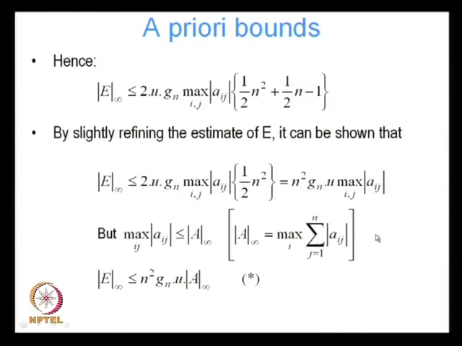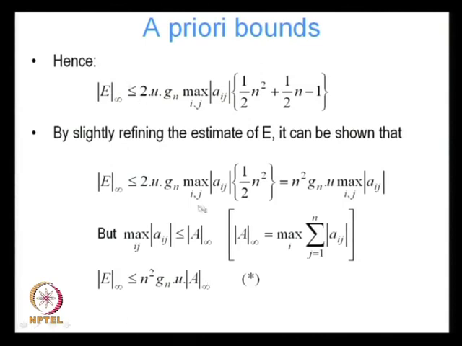Because the infinity norm is defined as the sum over all the columns, the sum of each row, sigma j equal to 1 to n of mod of a_ij, and then the maximum of that. So the maximum over i, j of mod a_ij is going to be bounded by the infinity norm of A. So I can replace this on the right hand side by the infinity norm of A, because this is greater than that. So I finally get that the norm of E infinity is less than or equal to n squared g_n u times the infinity norm of A.